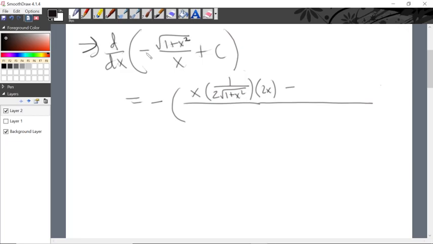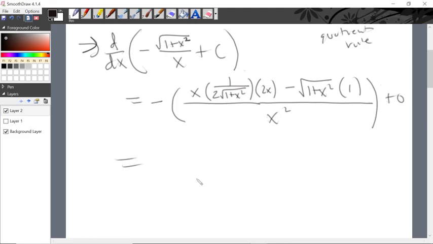I've already factored out this negative right here, so I'm going to leave that in front. The higher function is the square root of 1 plus x squared times the derivative of the lower function, so the derivative of x, which is equal to 1. So we've used the quotient rule over the lower function squared, so this is over x squared, and then the derivative of c is just 0.